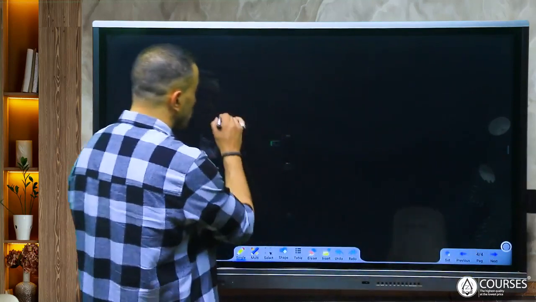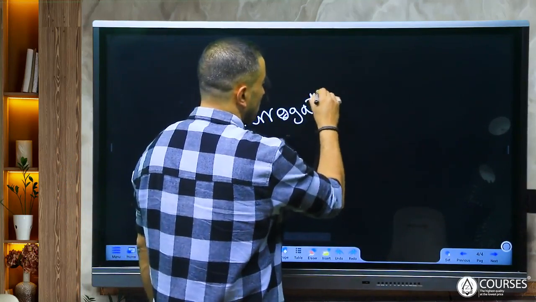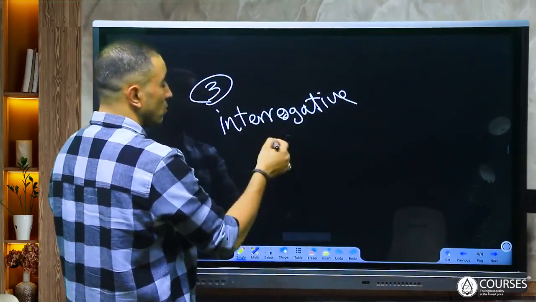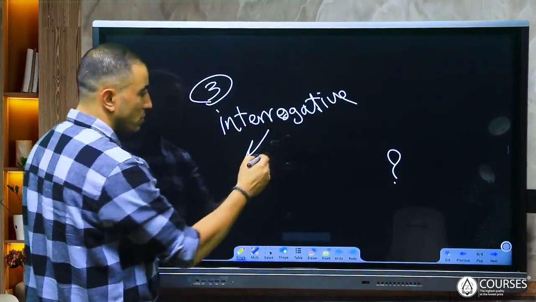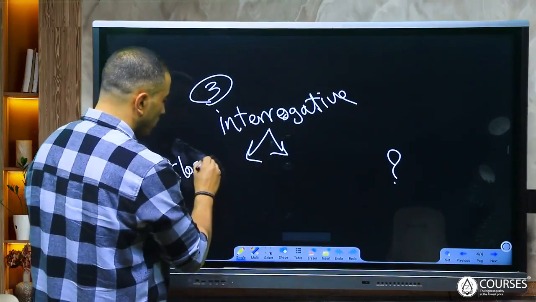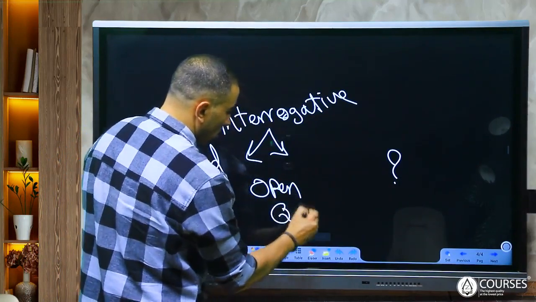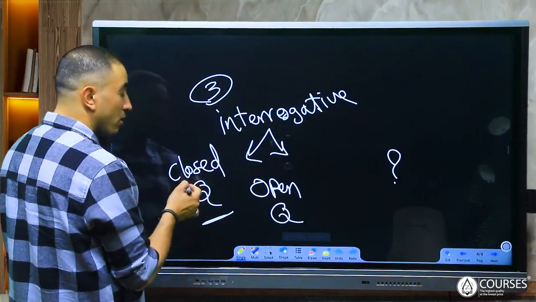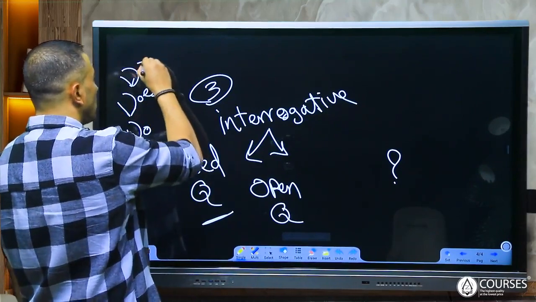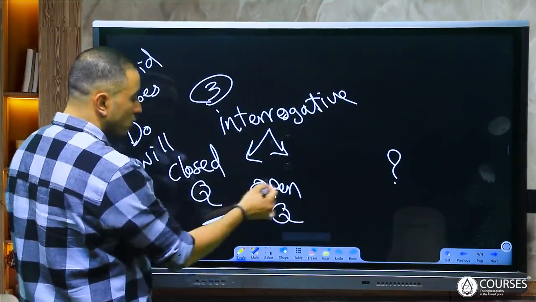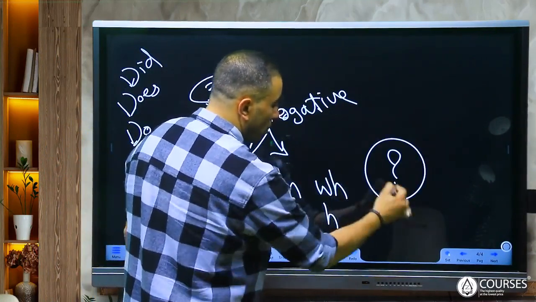According to function, we got also the interrogative sentence. Interrogative sentence. This is the third type of sentence according to the function. This one asks a question and it ends with a question mark. We got 2 types of question: closed question, and the open-ended question. For the closed question, we start with the auxiliary verbs like do, does, did, will. And for the open-ended question, we start with a WH or H question. And both of them end with a question mark.